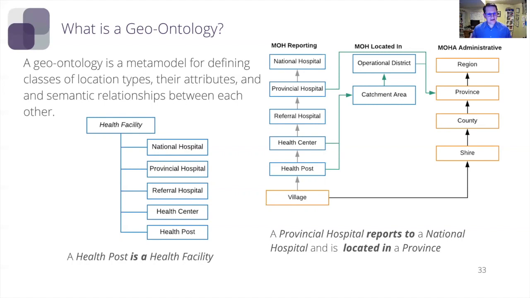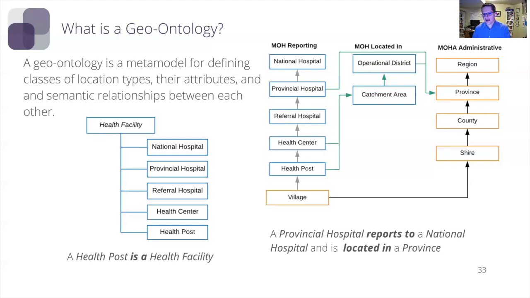So the CGR has a geo-ontology meta-model that allows you to define location types. You can group them together. For example, you can say that there is something called a health facility, and different kinds of health facilities would be national hospitals, provincial hospitals, referral hospitals, and so forth. These other types of hospitals are also health facilities, so they can be grouped together. But by defining them separately, you can also, for these different types of hospitals, define in the geo-ontology how they relate to each other.